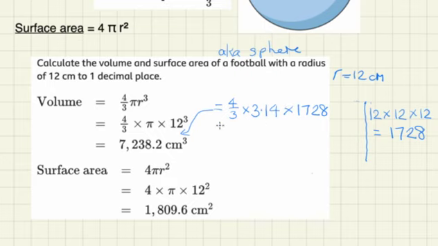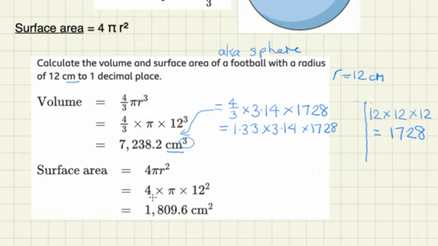And what I did was I divided 3 into 4, and that gives you 1.33. That's an easy number to work with. Times 3.14 times 1728. Now notice that the units are centimetres because the original measurement was in centimetres, and cubed because it's a volume. Let's work out the surface area now of this sphere, and the formula is 4 pi r squared.